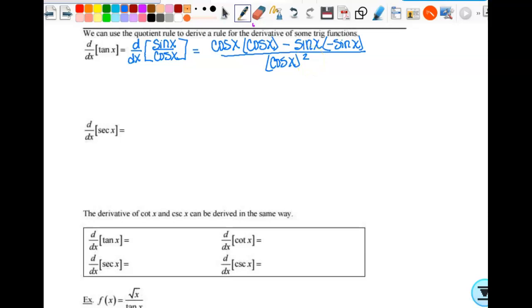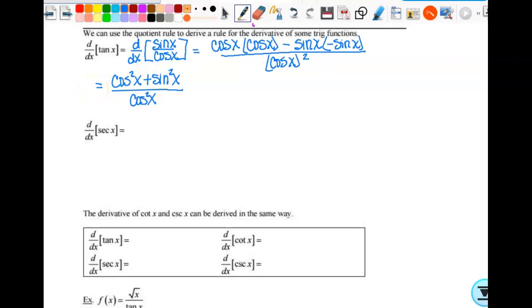So in the numerator, when I clean it up, cosine times cosine is cosine squared x. Negative sine times negative sine is a positive sine squared x. And then the denominator, cosine x squared, is cosine squared x. What else can we do here to simplify? What looks familiar?